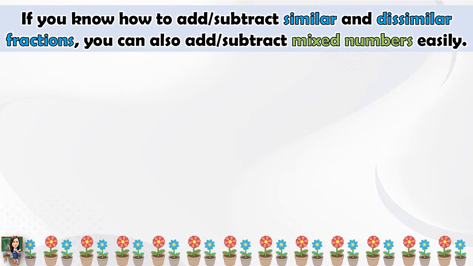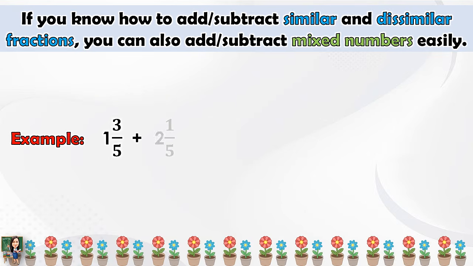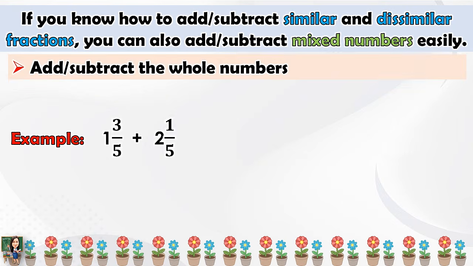If you know how to add or subtract similar and dissimilar fractions, you can also add or subtract mixed numbers easily. For example, 1 and 3/5 plus 2 and 1/5. So these fractions are mixed numbers. Now, add or subtract the whole numbers. We will add first the whole numbers 1 and 2. So 1 plus 2 equals 3.